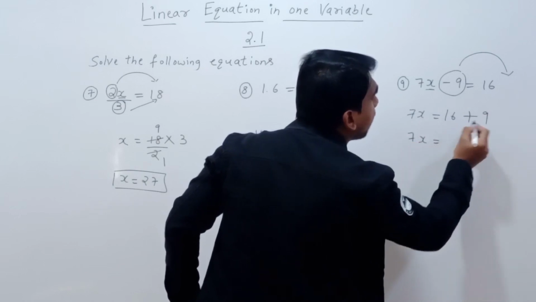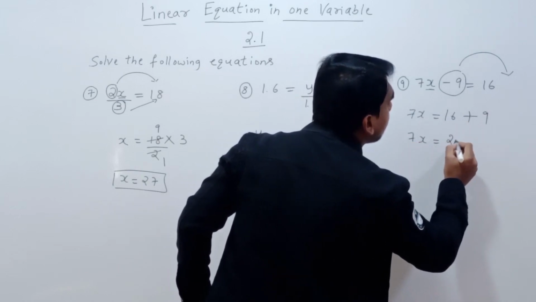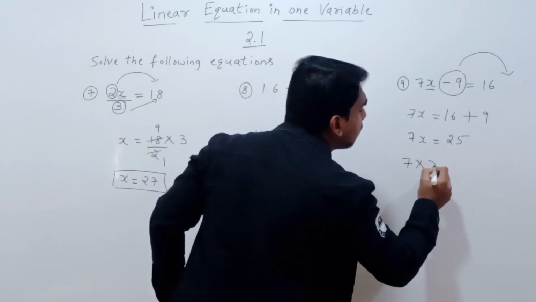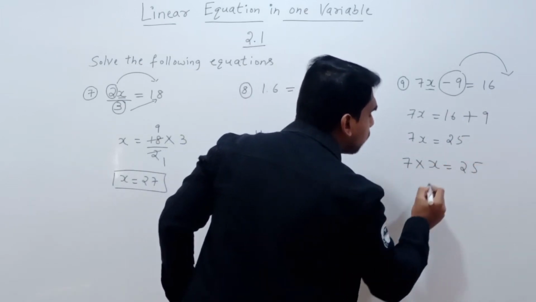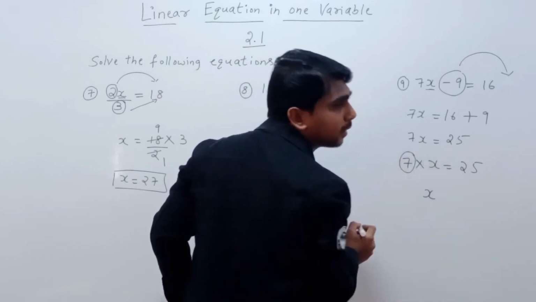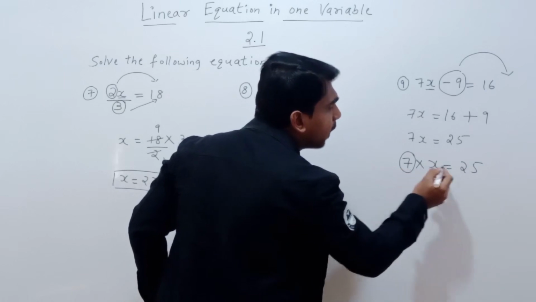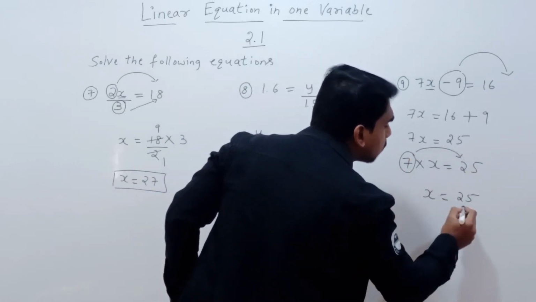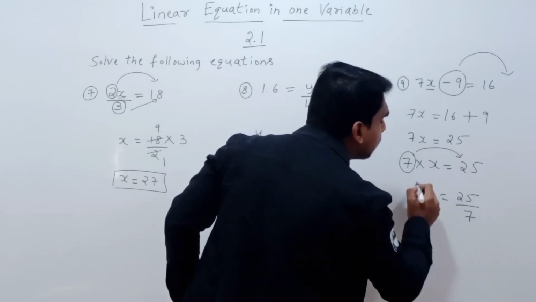Now 16 plus 9 is 25. Now 7x is nothing but 7 into x. Here we have to keep the x on the left side. Remaining part will move on to the right side. Since the number is multiplied, when it goes to the right side, it will become divided by. So it will become 25 divided by 7.